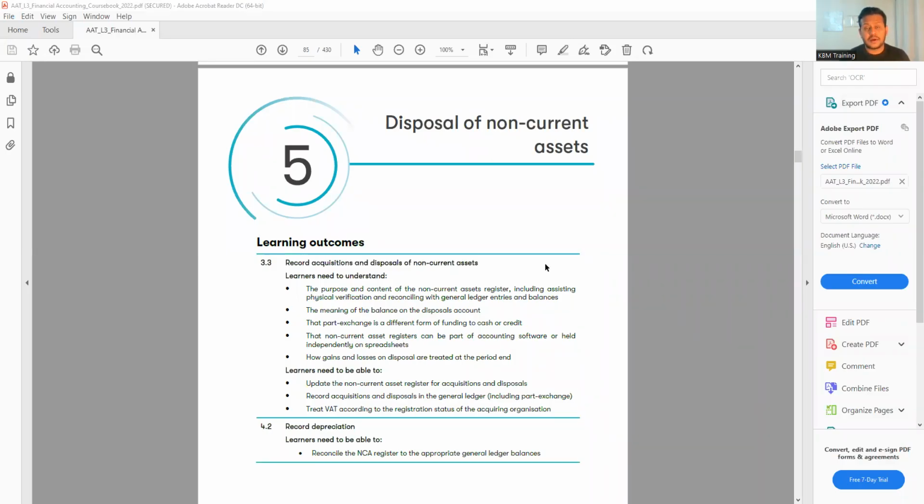So, disposal of the non-current asset. Let's try to understand what that word means first. Remember that disposal means sell. Now, why do we call it disposal? There is a reason for that.